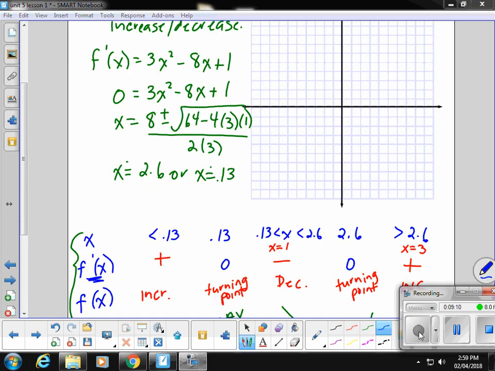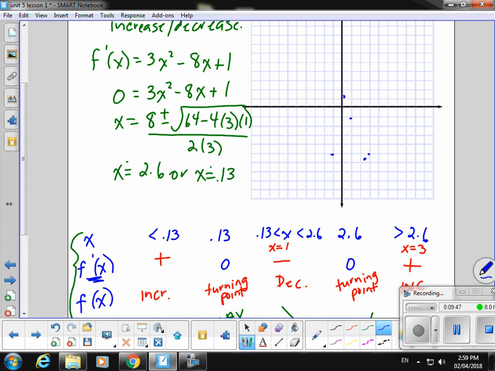I'm going to start with those key values. At 0.13, I have 1.06, so excuse my inaccuracy, but here we are. I know that that is going to be a maximum. At 2.6, I have -5.84. And I know that is going to be a minimum. At -1, it's -5. At 1, it's -1. At 3, 1, 2, 3, 4, 5.